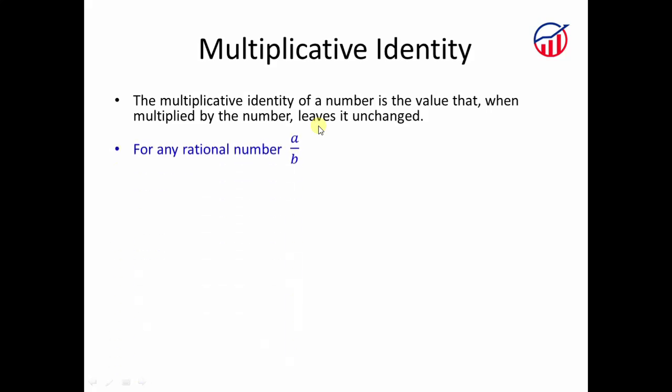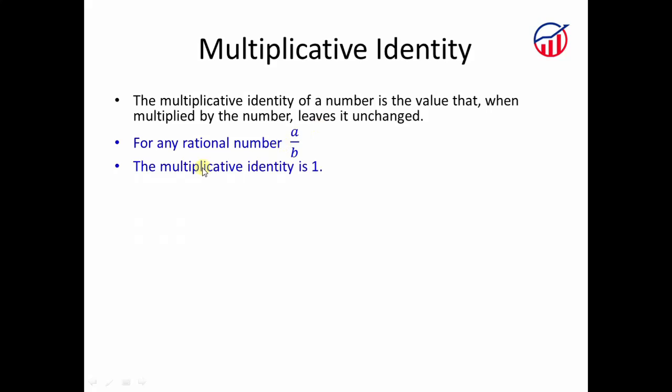So for any rational number a upon b, the multiplicative identity is 1. So for a rational number, the additive identity was 0, and the multiplicative identity is 1. How? Let's check out a few examples. So 5 upon 3 multiplied by 1 is 5 upon 3. So you see, when you multiply this particular rational number 5 upon 3 by 1, you are going to get 5 upon 3 only. Hence 1 is called the multiplicative identity.